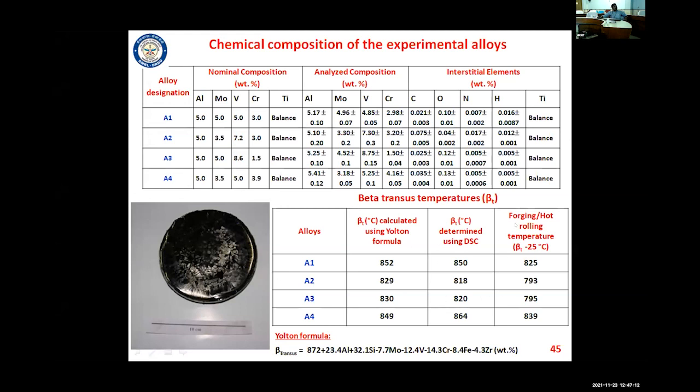I carried out the forging and hot rolling at beta transus minus 25°C. For LiA1, let us say the transus is 850, so at beta transus minus 25°C it comes to 825. For LiA2 it comes to around 793, A3 around 795, and A4 around 839°C.